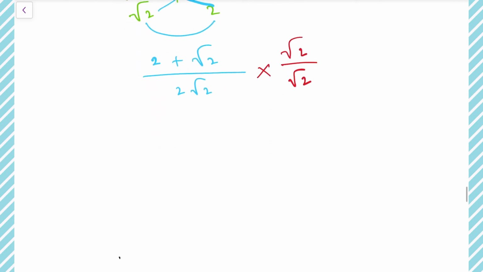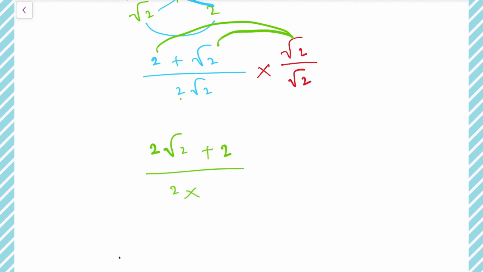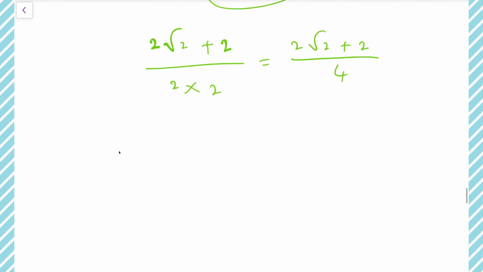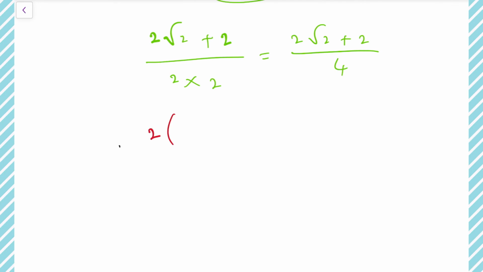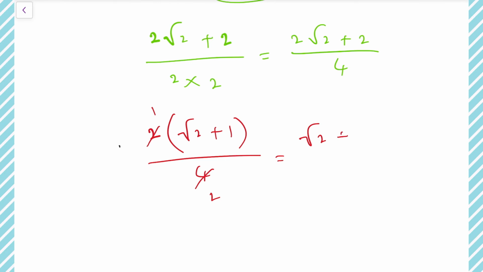Let us check how it will become then. 2 into root 2, 2 root 2 plus root 2 into root 2, 2, divided by down, 2 is there as it is, into root 2 into root 2, 2. So now finally we remain with 2 root 2 plus 2 divided by 2 plus 2, 4. Now from the numerator we can take out 2 common. So if I take out 2 common, then we remain with root 2 plus 1 divided by 4. As usual, 2 ones are 2, 2 twos are 4. So finally our answer is root 2 plus 1 divided by 2.